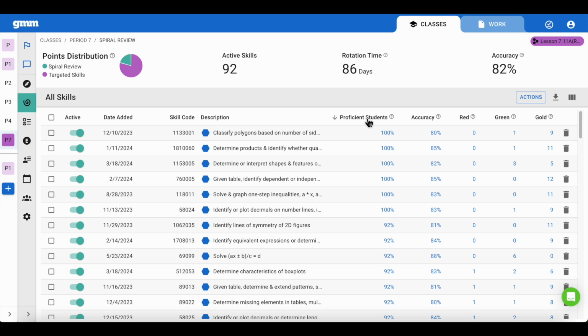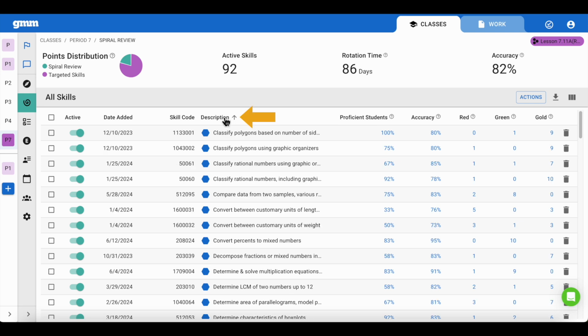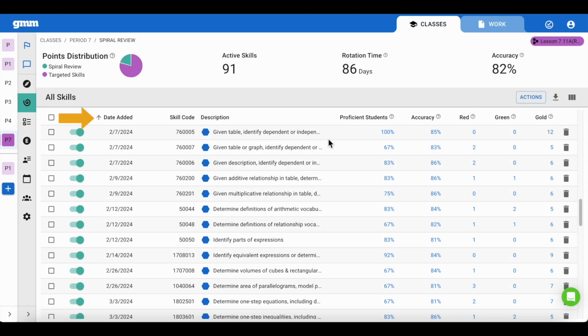Another way to look for skills that you might be able to deactivate is by checking for common skills within the Spiral Review. Ordering by description, I can see I have a skill asking students to classify rational numbers using graphic organizers, and a separate skill that asks them to classify with graphic organizers included. My students are doing really well in the second one, and since it is addressed in the other skill, I can deactivate it.